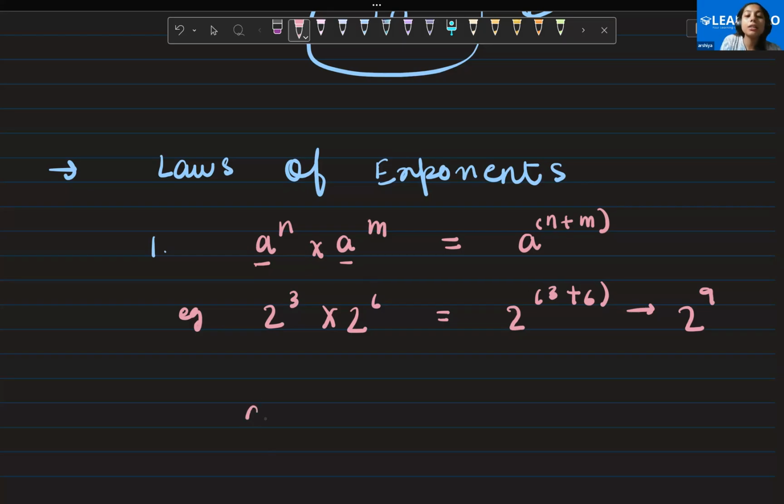If the bases were different, like A into B, and the powers are also different and the base is also different, then you cannot do this, because you cannot take the base common. Here, what we're doing is we're taking the base common. So this law is not applicable for different bases. Is it clear? Okay. Keep that in mind.